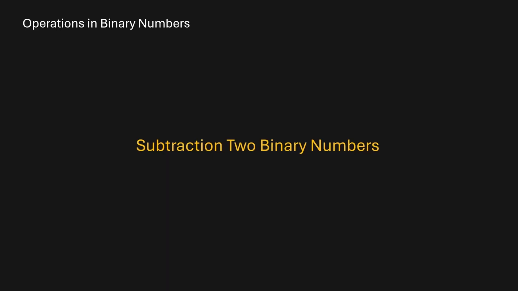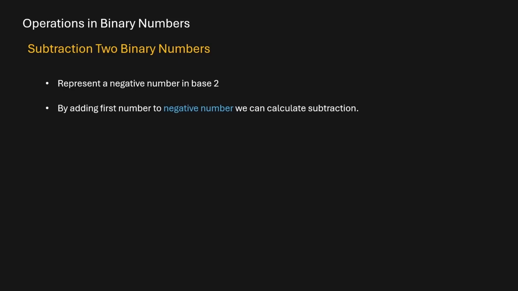Now that we have learned how to add numbers in base 2, it is a good idea to talk about subtraction. To perform subtraction, we need to know how to represent a negative number in base 2. Then, by adding the first number to the negative representation of the second number, we can compute the result of the subtraction. To represent the negative of a number in the same base, we use a specific method.